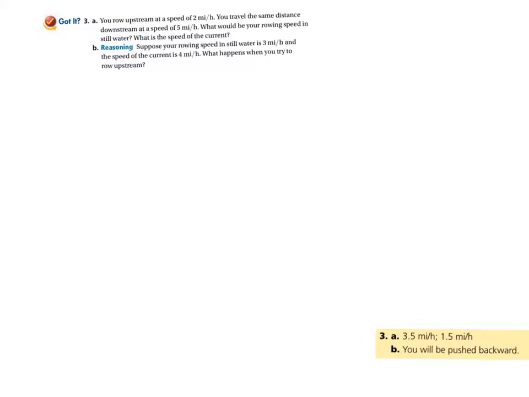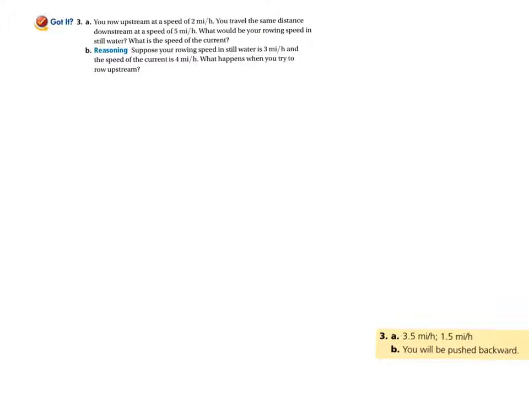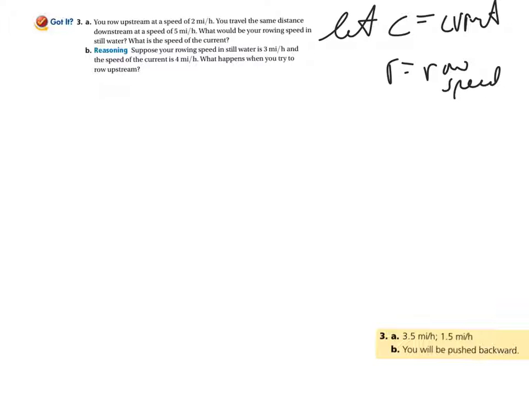Let me get this up and out of the way. So we need let statements here. Let C equal current speed, so the speed of the current, the water. Okay, bad handwriting there. R is your row speed. So again, we have the with the current and against the current. So we have row speed plus the current, so you're rowing with. That was your 5 miles per hour. We have the against, your row speed minus the current working against you. That was only 2 miles per hour.